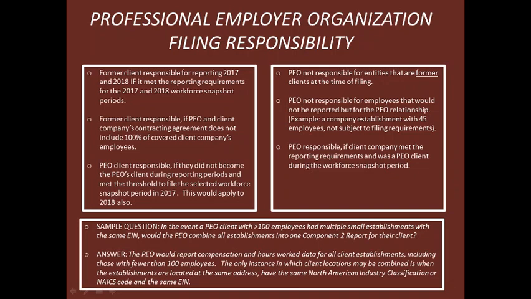How would a PEO report for one of their clients that has more than 100 employees, has multiple small establishments, and the same EIN? Can they combine them into one report? The answer is: the PEO would report compensation and hours worked data for all client establishments, including those with fewer than 100 employees. The only instance in which client locations may be combined is when the establishments are located at the same address, have the same North American Industry Classification System code, and the same EIN.